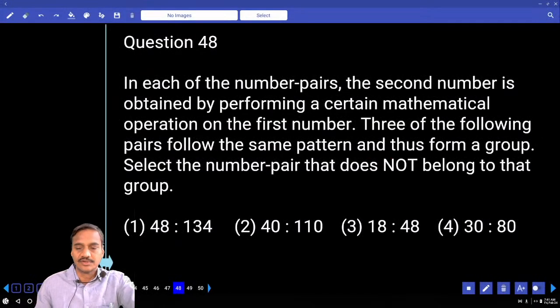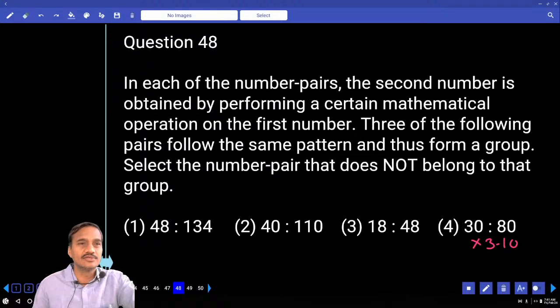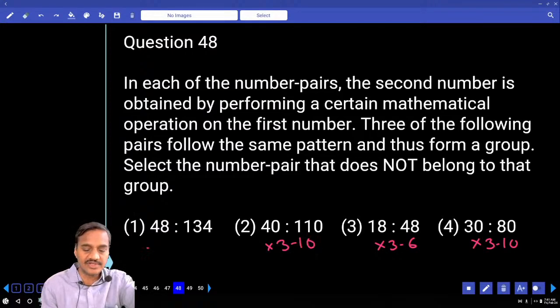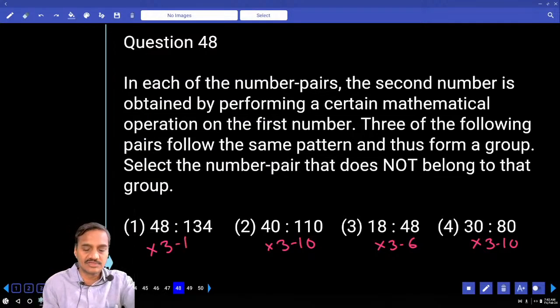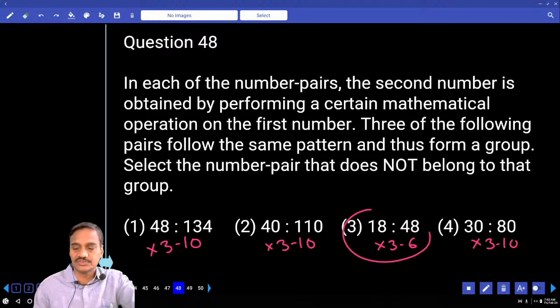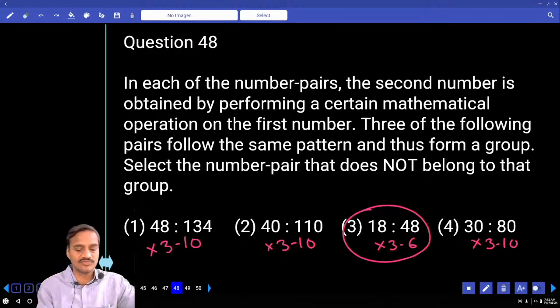Now the 48th one. In each of the pairs, the second number is obtained by the same rule in 3 of the following pairs. That means odd one out. 30 and 18: 30 into 3 is 90, minus 10. 18 into 3 minus 6. 40 into 3 minus 10. Now 48 into 3 is 144, minus 10 gives 134. Except choice 3, in the remaining, first number into 3 minus 10 is the second number. So choice 3, question number 48.